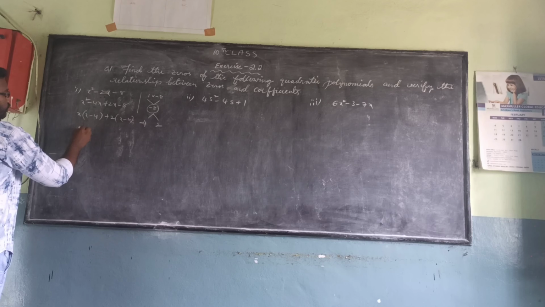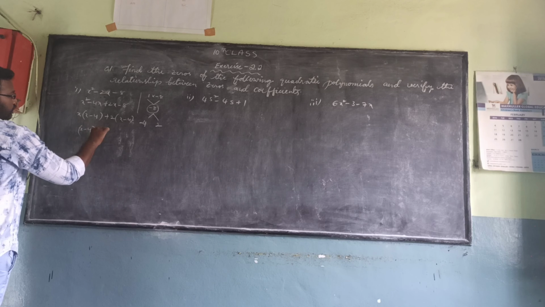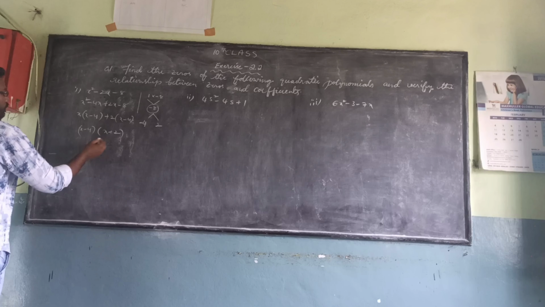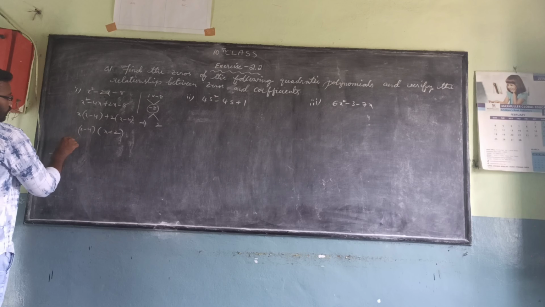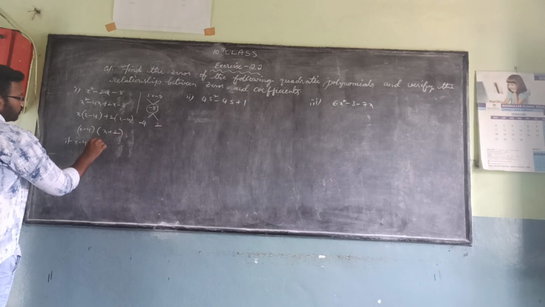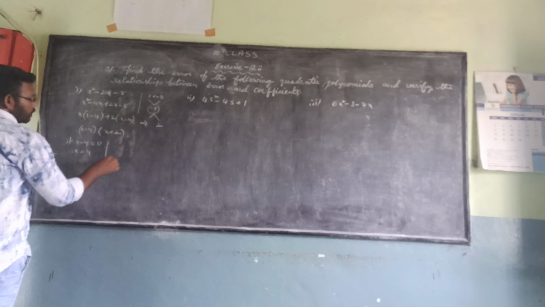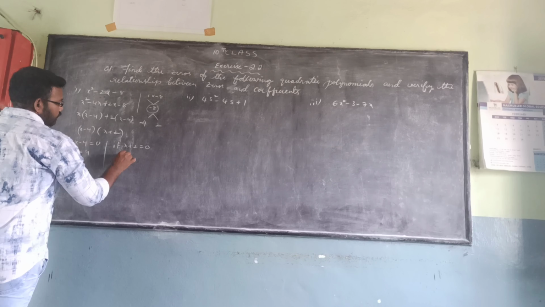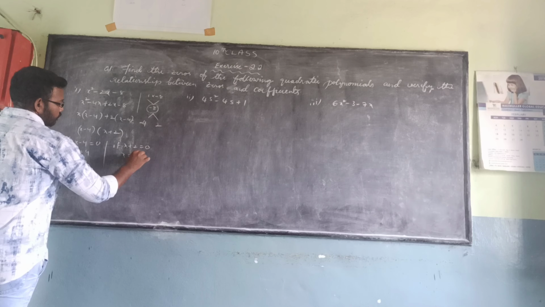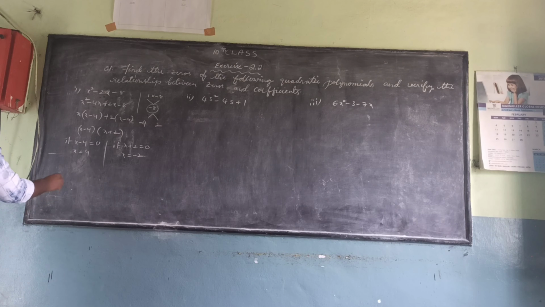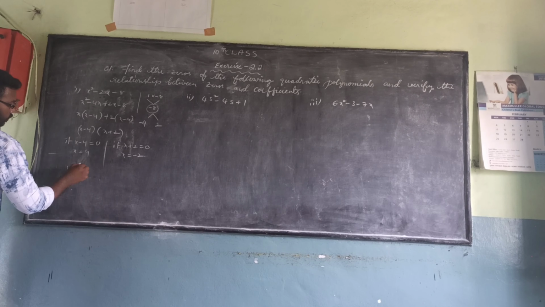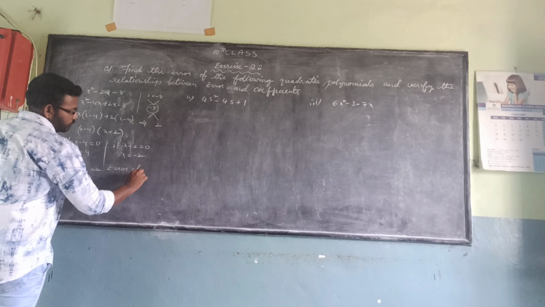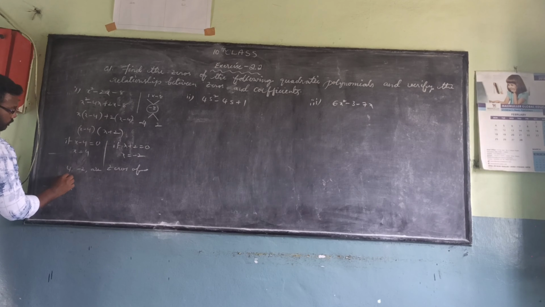Here x minus 4 is the common term. If you take it common, x remains and plus 2 remains. So there are two cases. If x minus 4 is equal to 0, then x is equal to 4. If x plus 2 is equal to 0, then x is equal to minus 2. So 4 and minus 2 are the zeros of the given polynomial.